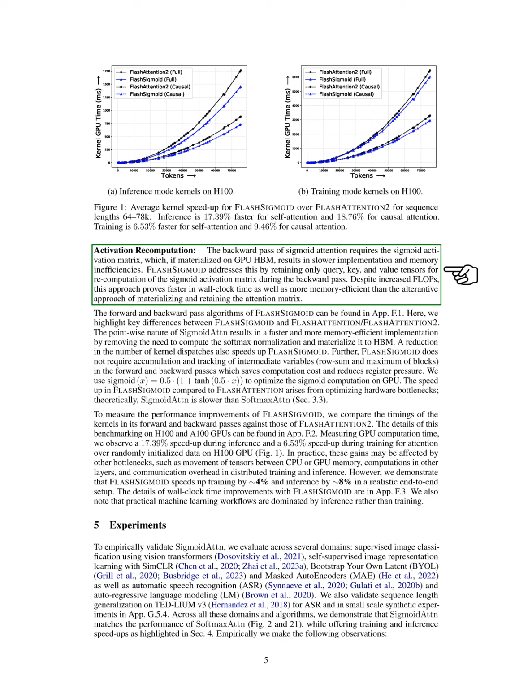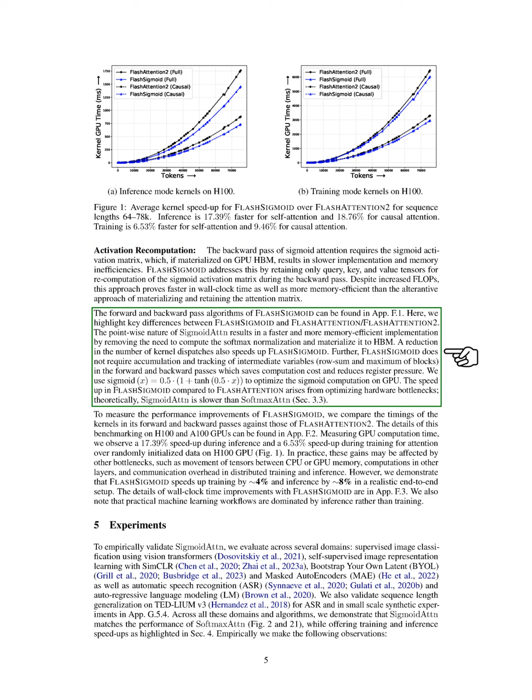We highlight that FLASHSIGMOID is faster and more memory efficient than FLASHATTENTION and FLASHATTENTION2 due to its pointwise nature, which eliminates the need for softmax normalization. Additionally, we reduce the number of kernel dispatches and avoid tracking intermediate variables, further cutting down on computation costs. We optimize the sigmoid computation on the GPU and find that FLASHSIGMOID outperforms FLASHATTENTION, even though the theoretical performance of sigmoid is slower than softmax.